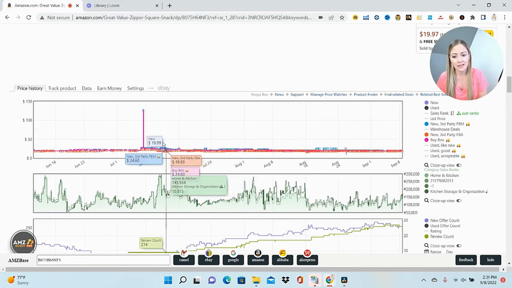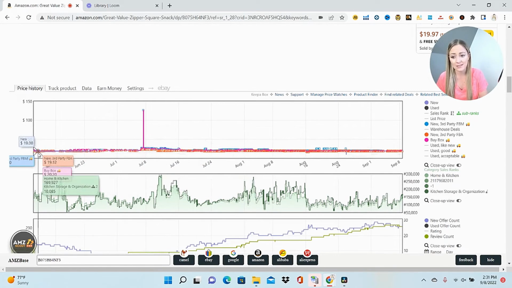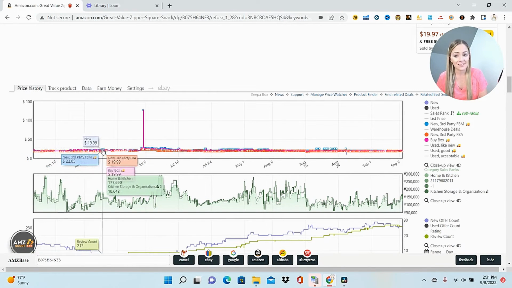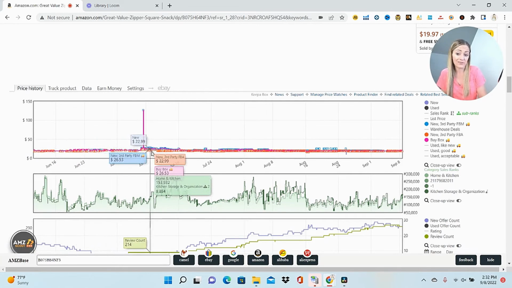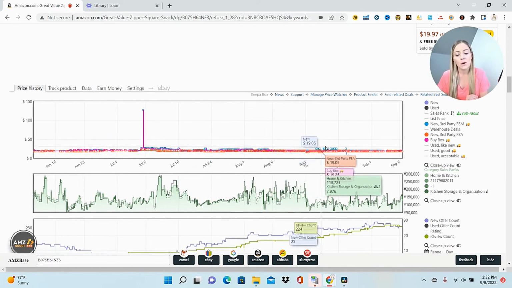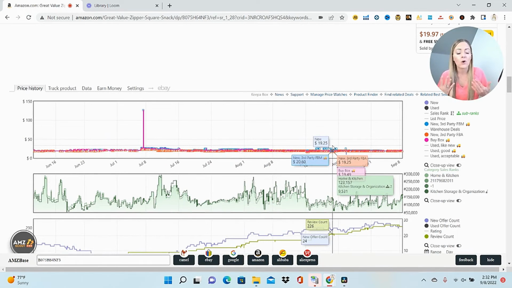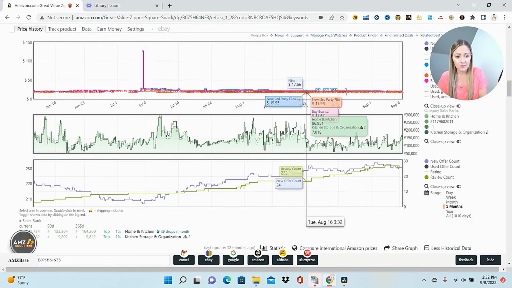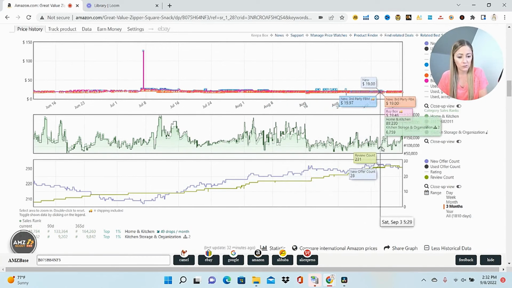But something like this, where across time, all the way back since June, I can see that it's steady, it's flat. It's going for this price for a long period of time. So I can infer that it's going to keep going for this price and that it's probably not going to fall. Something else that I like about this is I can see a nice rank here and the offer count and review count.